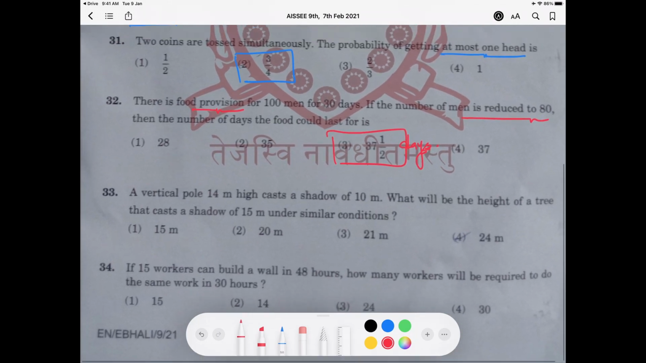In question number 33, a vertical pole 14 meter high casts a shadow. What will be the height of a tree that casts a shadow of 15 meter under similar conditions? It's a similar question on unitary method, and answer for this question is 21 meter.